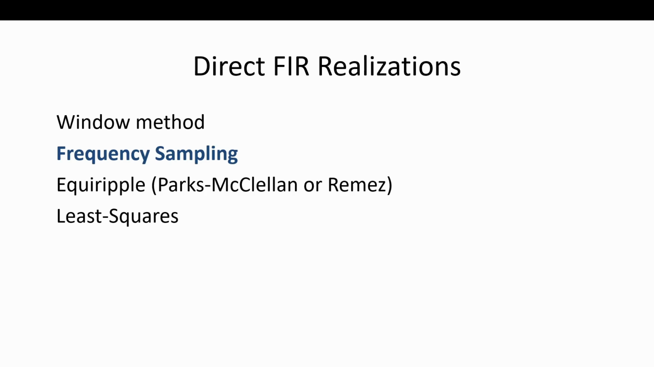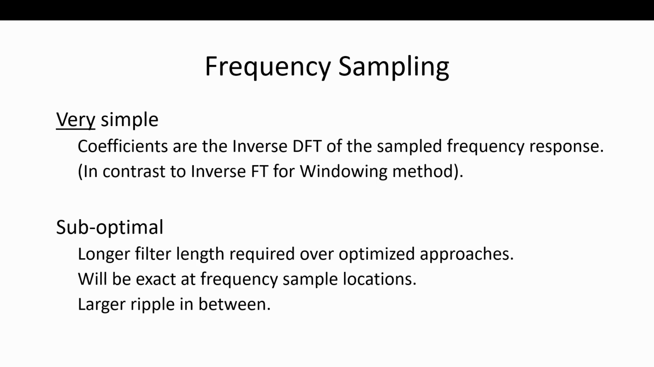So frequency sampling, here's our next one. This one is very simple. This is the one that you would see somebody use as soon as they learn about the Fourier transform, and as soon as they learn that the coefficients of the filter are the inverse Fourier transform of the frequency response. You would use this approach, and it's using the inverse DFT, that's the inverse FFT specifically. It's using the inverse FFT in contrast to the inverse Fourier transform.